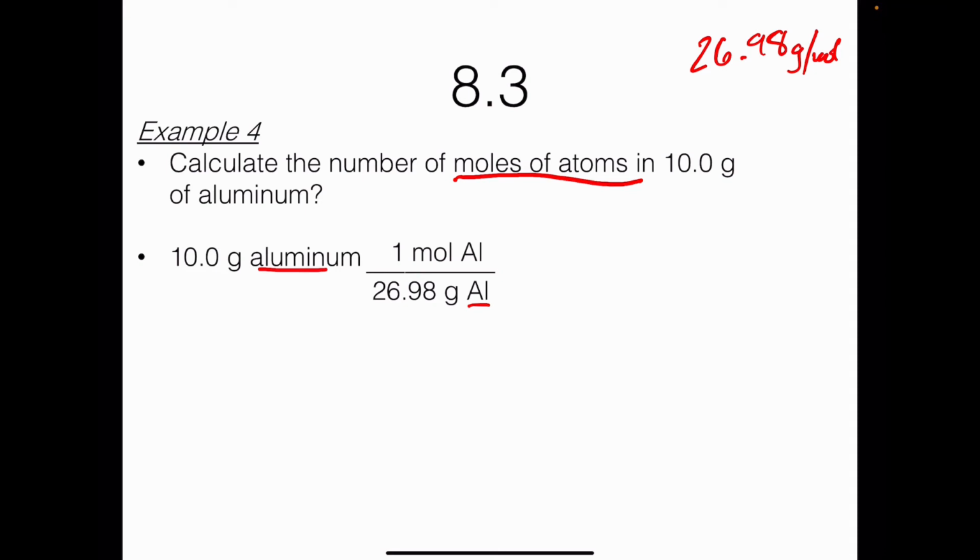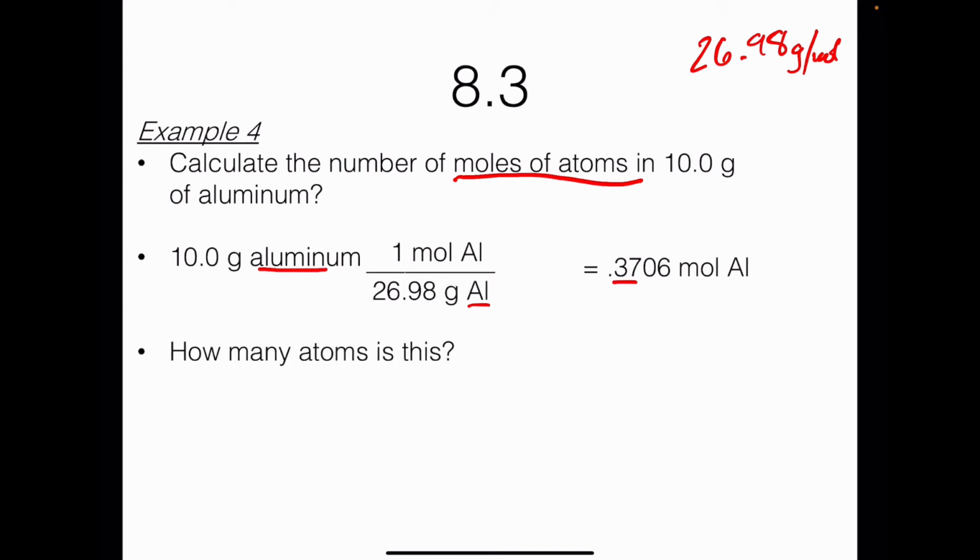Remember, we can always ignore the ones. So really the math that you're doing here is 10 divided by 26.98. And this gives us 0.3706 moles of aluminum. Think about this number in terms of the math that we're doing. If 1 mole is 26.98 grams and I have 10 grams, I have just a little bit more than a third of the amount of grams required for 1 mole. And 0.37 is slightly more than a third. So this number does make sense in terms of the math that we're using.